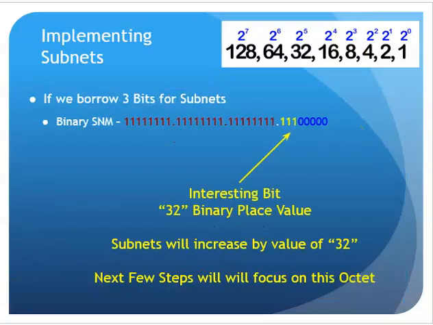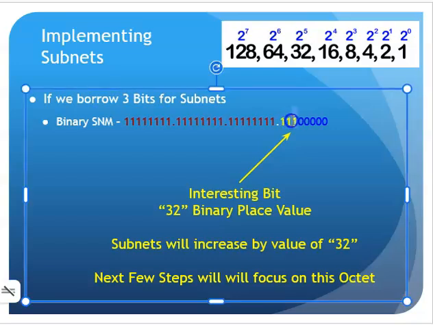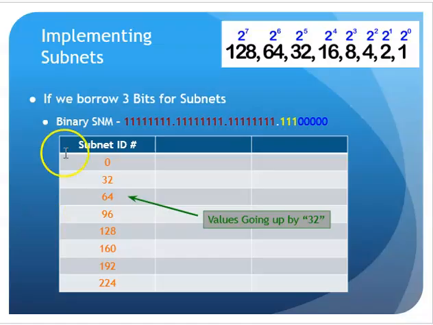The next thing we do, just like we were subnetting before, I look at that borrowed bit place. I borrowed 3 bits: 1, 2, 3. That far right bit is my interesting bit. That is the 32 place. So that being the 32 place, I know my subnets are going to go by a factor of 32. So I then start writing out my subnets: 0, 32, 64, 96, etc.